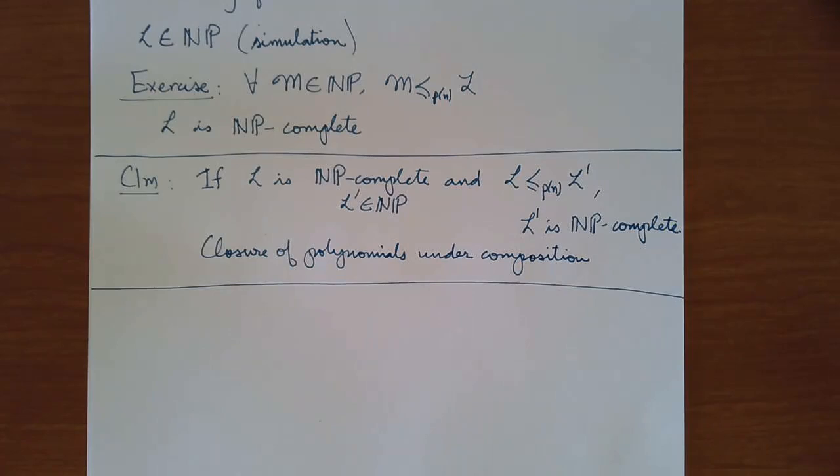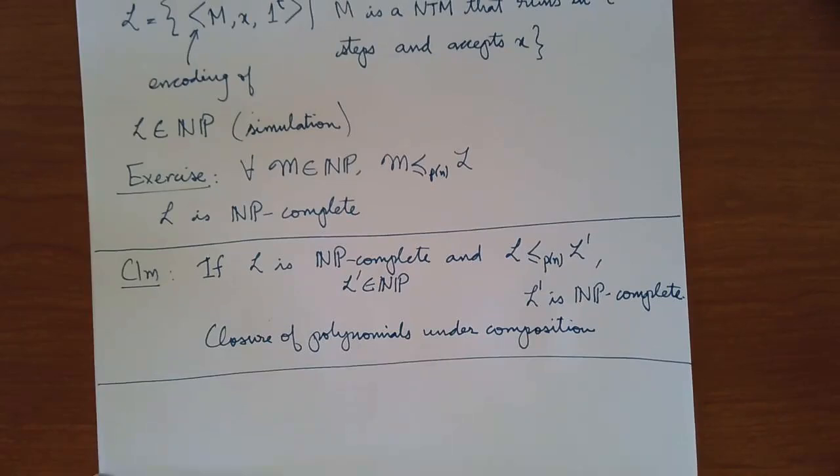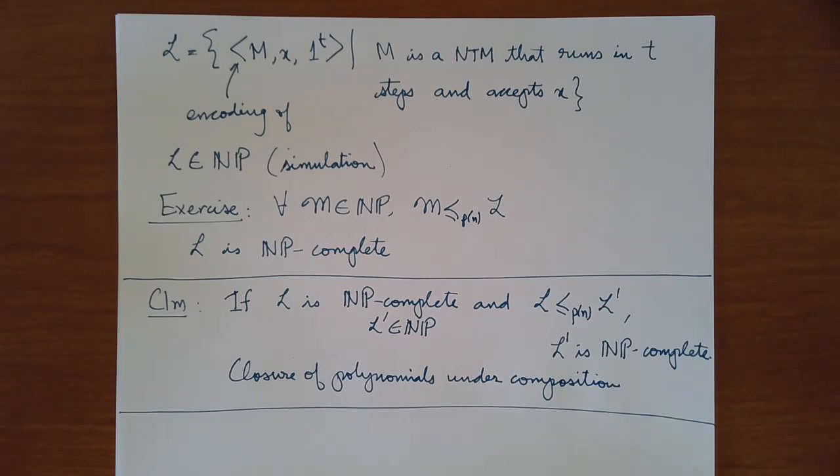Okay, so this is a good time to pause. I've introduced NP completeness, and hopefully I've explained its utility. So let's pause for a couple minutes. And when we come back, we'll talk about a specific NP complete problem called satisfiability, and we'll do the Cook-Levin theorem.